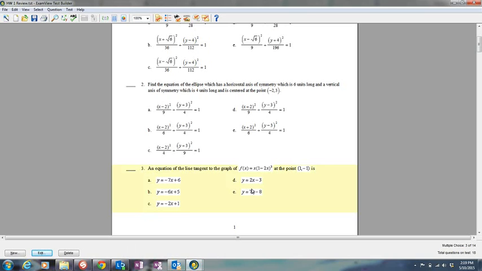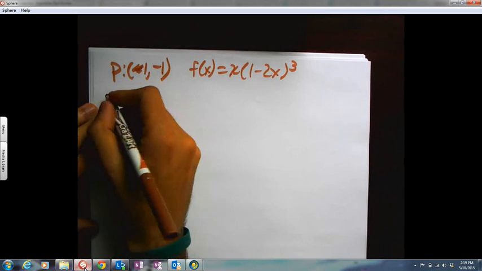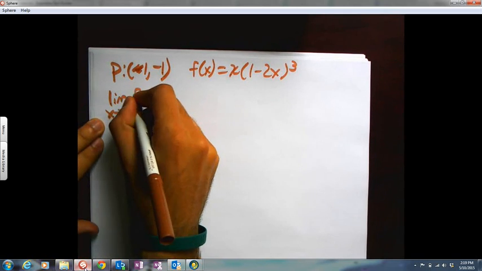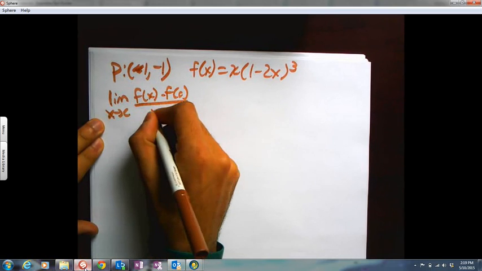So it says we have to find the equation of the line tangent. So tangent line, our point is (1, -1), and our function is f of x equals x times (1 minus 2x) cubed. Alright, so what we've got going on here, we want the slope of the tangent line, so we want the limit as x approaches c of f of x minus f of c all over x minus c.